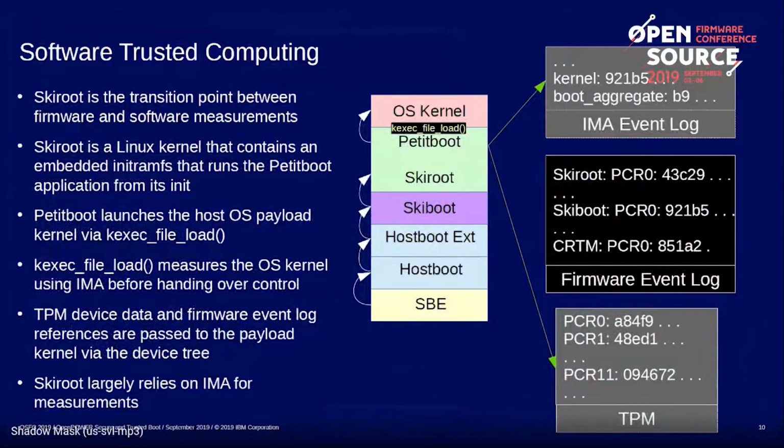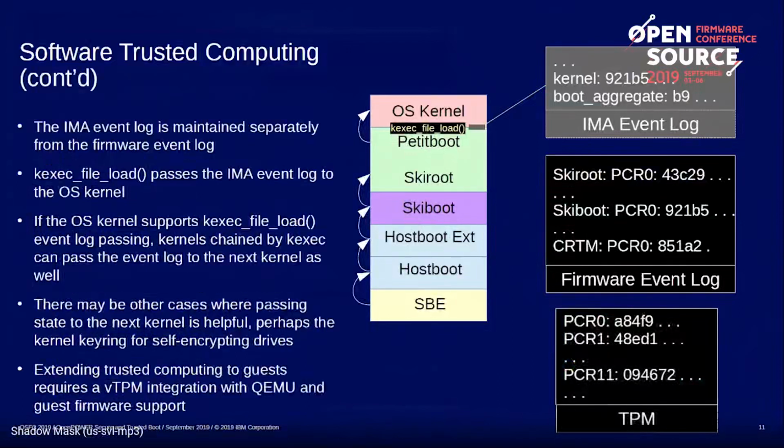Ski root largely relies on IMA. We're adding some checking in the kernel, for instance, checking loading of keys. But we already have this mechanism available. That's a really nice mechanism in the Linux kernel to measure what's going on in the kernel. So why not take advantage of it? And as I mentioned, we pass things up in the device tree because we have it available to us, and it's reasonably secure.